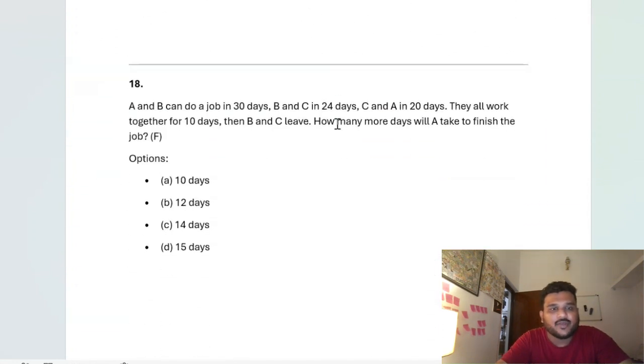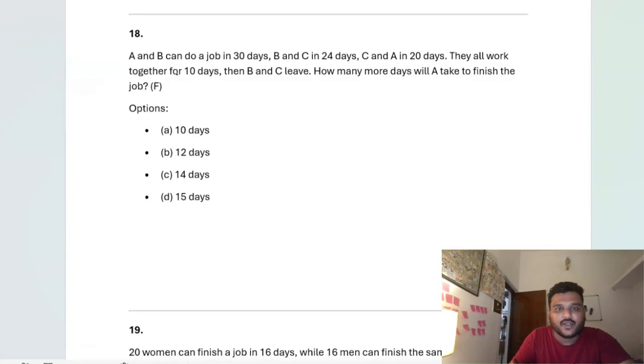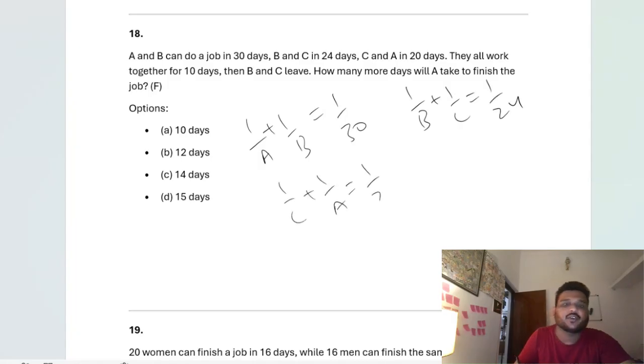Let's go on question number 18. A and B can do a job in 30 days. Again, write in direct equation. B and C can do a job in 24 days. C and A can do a job in 20 days. If they work together for 10 days and then B and C leave?